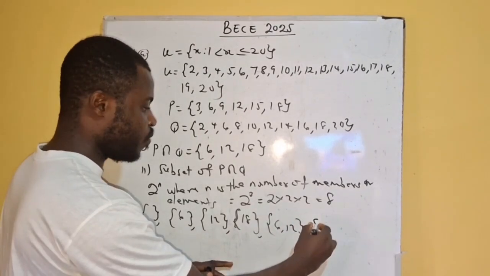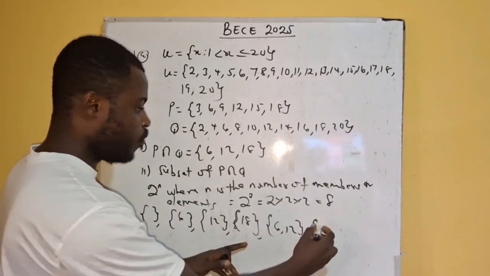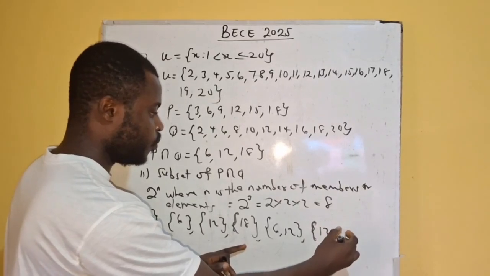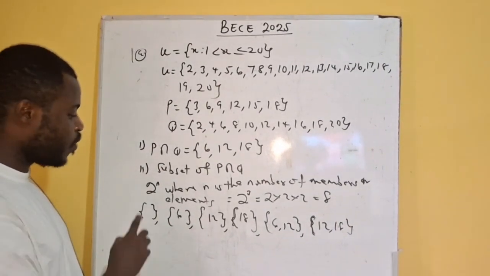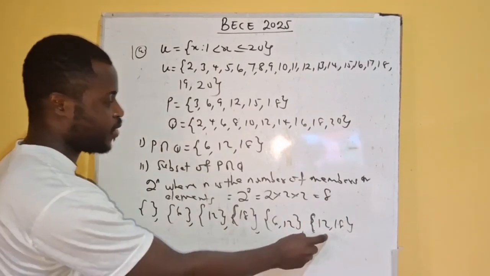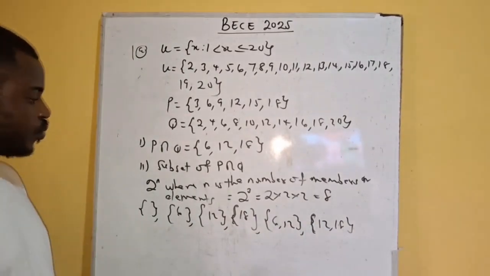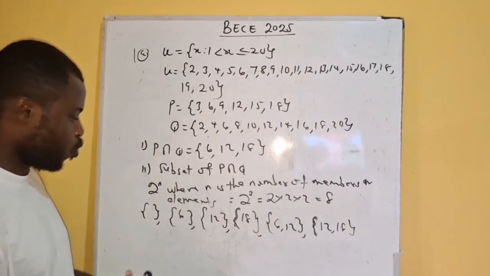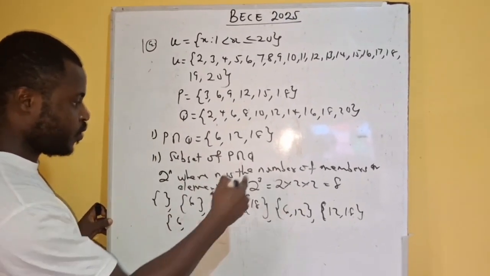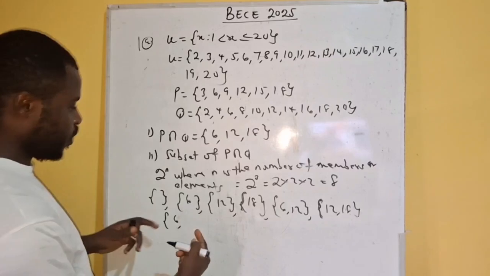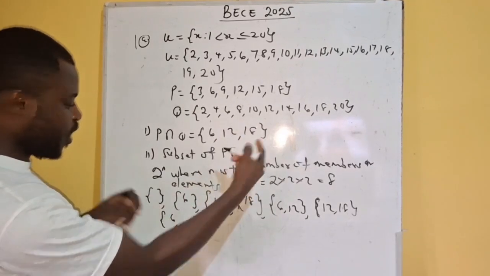Then we can also have 12 and 18. Now let's count and see. How many do you have? 1, 2, 3, 4, 5, 6. Now how many more? We have 2 more. So now we can have our 6 and 18. Yes, 6 and 18.